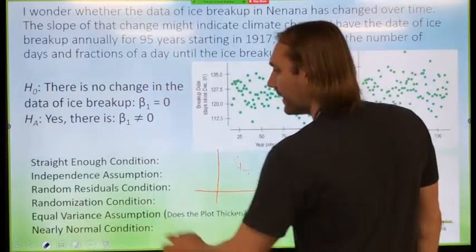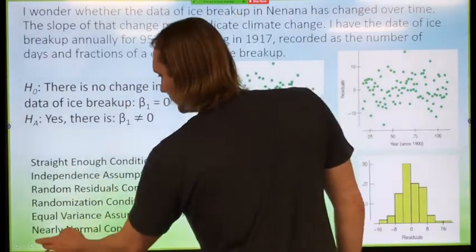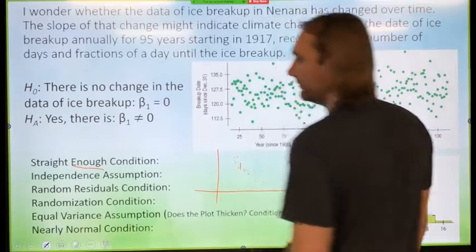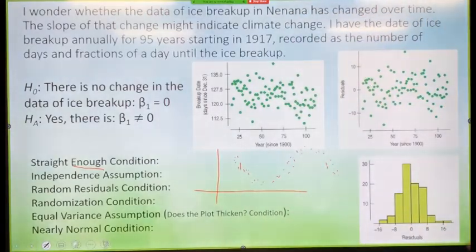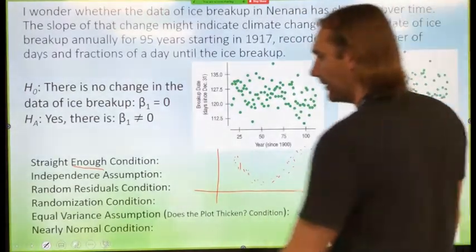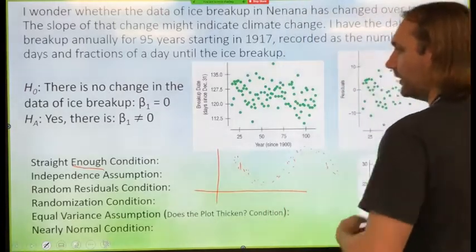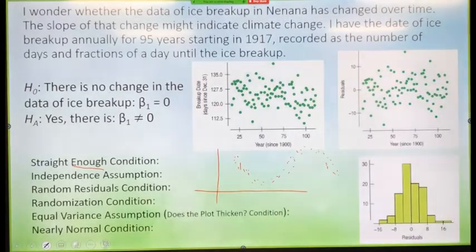But perhaps the key word here is "enough." Straight enough. Maybe that's why they added that in there. Straight enough, that's give or take. Just straight enough. Independence: I would say the ice breakup each year is independent from another, maybe. Each year has different climate changes than the previous year.